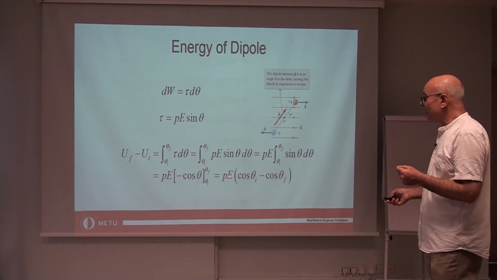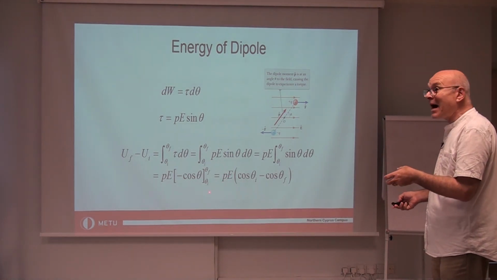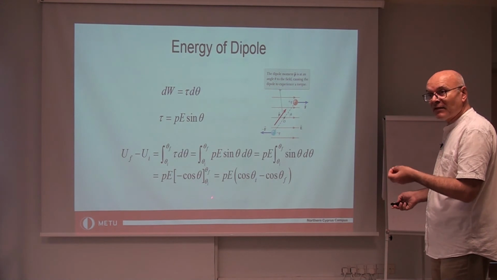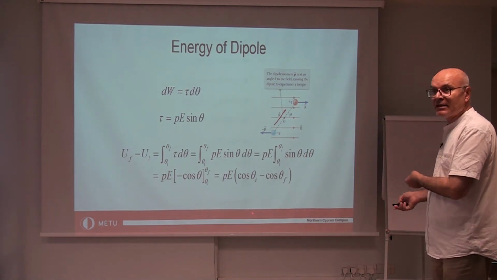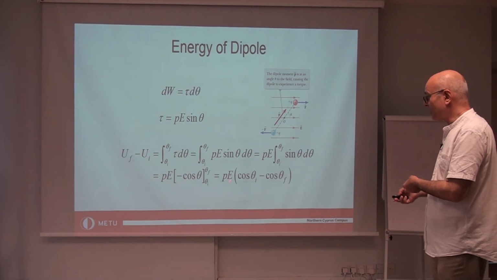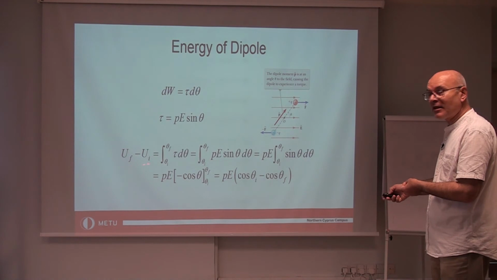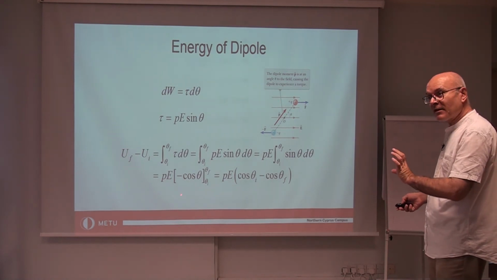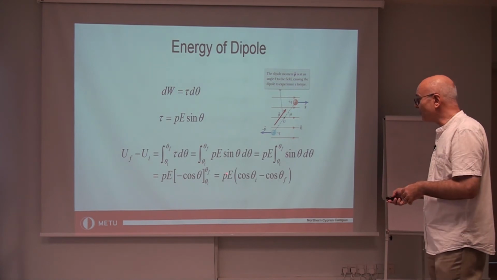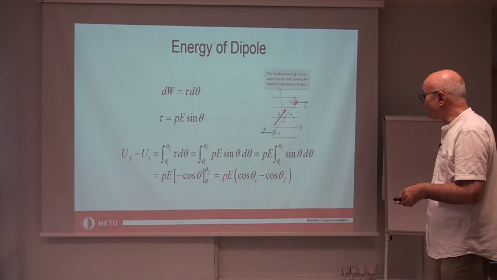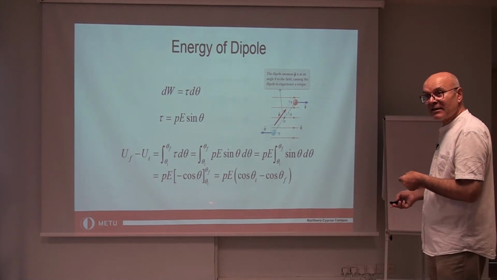But it should be final minus initial. So actually this is equal to minus PE cosine theta final minus PE cosine theta initial. It's evident that you can write this. If you want it to be consistent with U final minus U initial, then you have to have the quantities referring to the final first minus the quantities referring to the initial. So you write this as minus PE cosine theta final minus PE cosine theta initial.